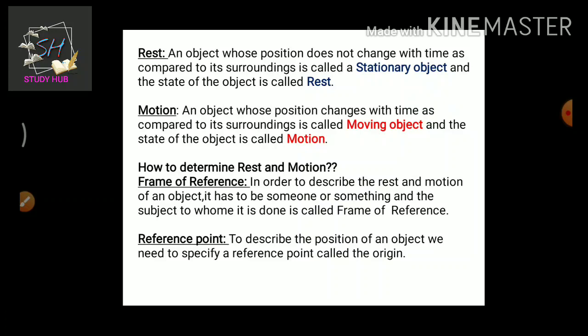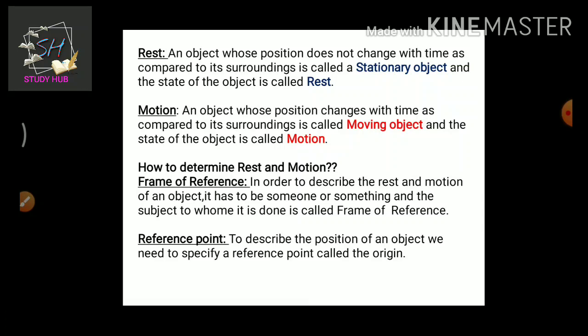That means in my previous example, what I said: a passenger sitting on a moving bus is at rest with respect to his co-passenger. Here the co-passenger is the reference, because with respect to him or her, the man is at rest. The man means the one who is in the bus, and also the observer, who thinks he is at rest, is also in the bus.